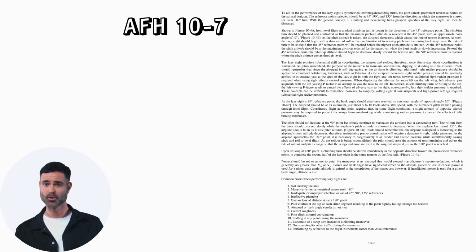Beyond the 45-degree reference point, the pitch-up attitude should begin to decrease slowly toward the horizon until the 90-degree reference point is reached, where the pitch attitude passes through level.